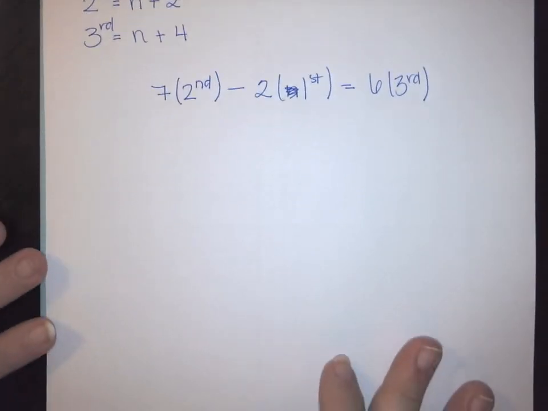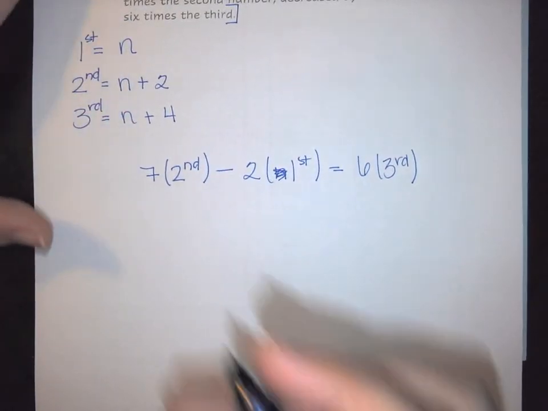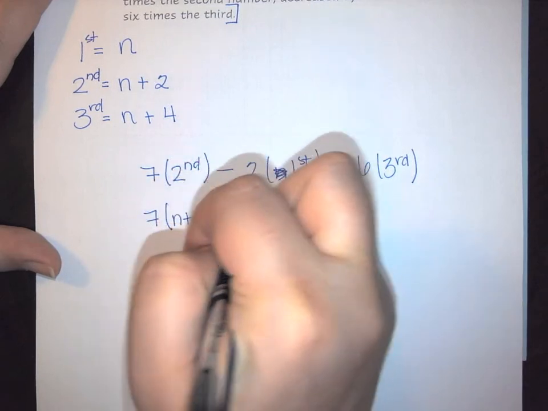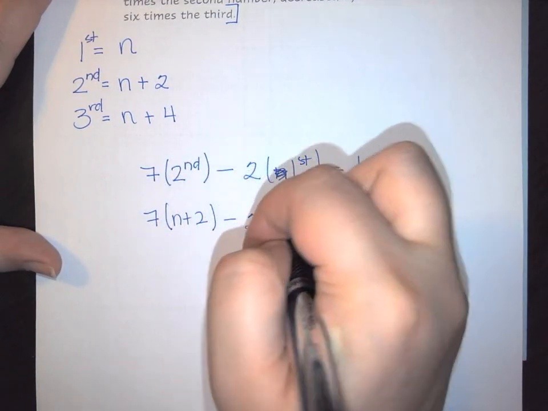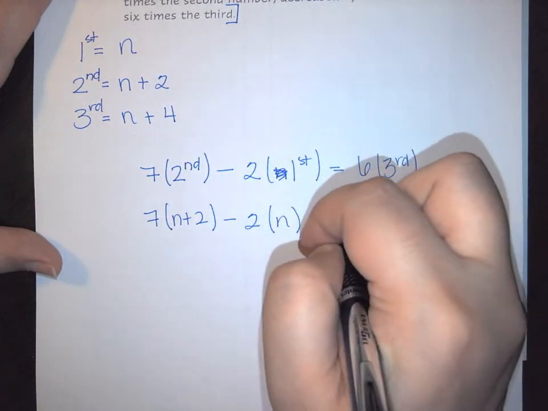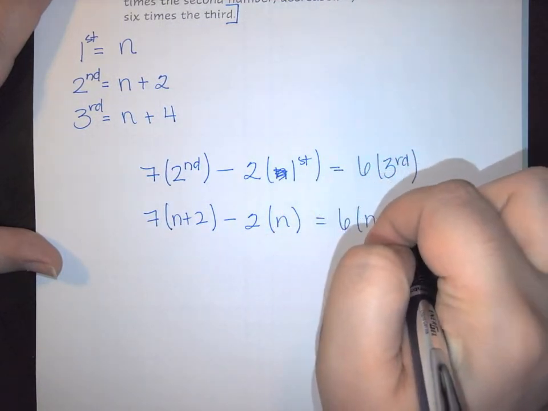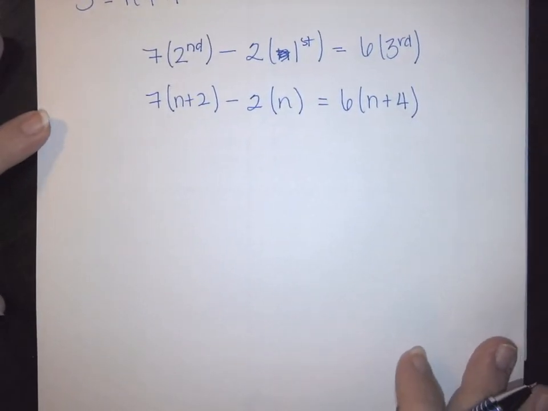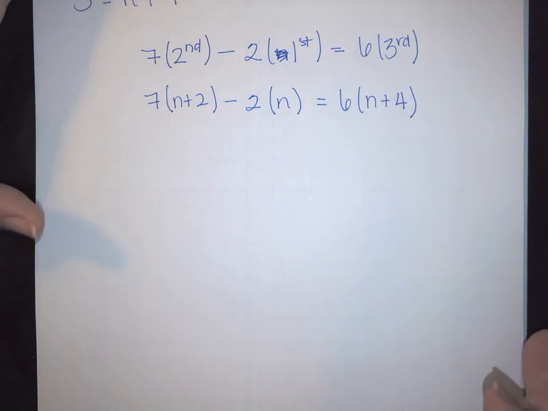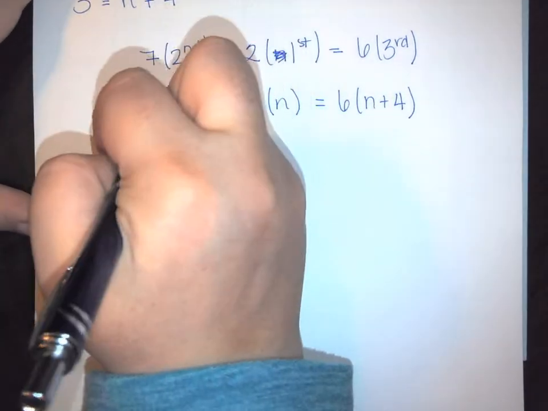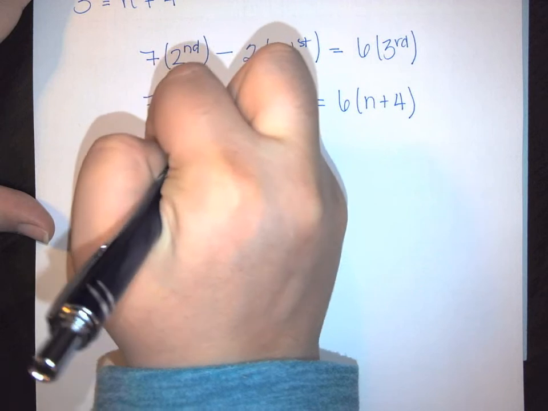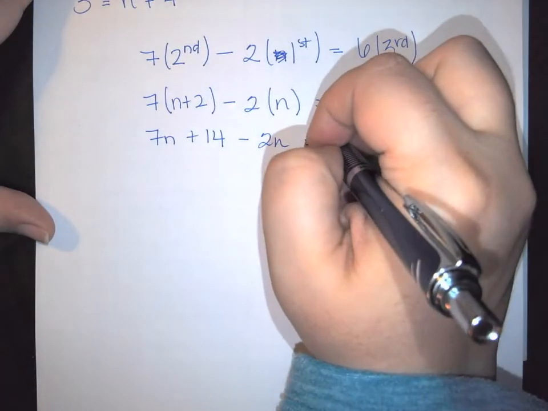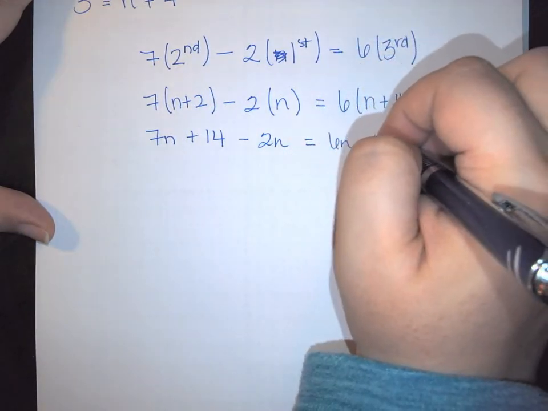So now that I have my blueprint, let's go ahead and fill it in with my variables. So this is going to be 7 times the n plus 2, minus 2 times the n, is equal to 6 times the n plus 4. Now we need to find all 3 numbers, so the first thing to do is we have to solve for our first variable. So we're going to go ahead and do just that. So this is going to become 7n plus 14 minus 2n equals 6n plus 24.